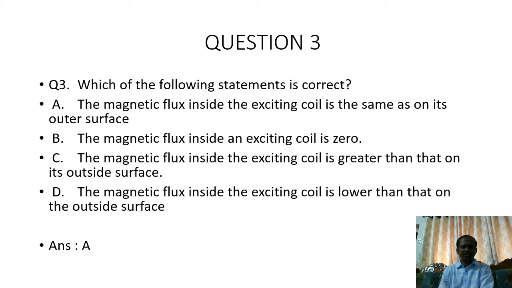Next question. Which of the following statements is correct? The magnetic flux inside the exciting coil is the same as on its outer surface. The magnetic flux inside an exciting coil is zero. The magnetic flux inside the exciting coil is greater than that on its outer surface. The magnetic flux inside the exciting coil is lower than that on the outside surface. Which one is the correct answer?